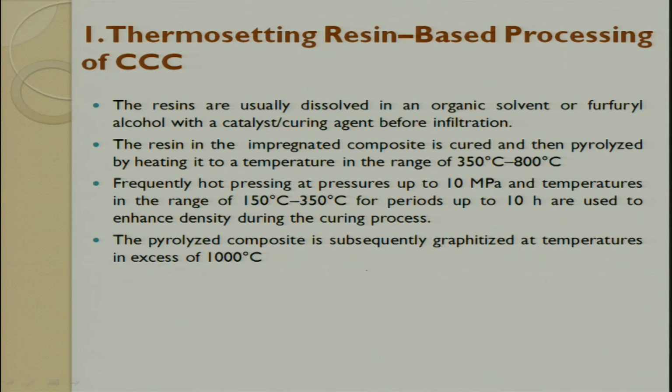The thermoset resin based process for carbon-carbon composite. The resin is usually dissolved in an organic solvent with a catalyst or a curing agent before infiltration. The resin in the impregnated composite is cured and then pyrolyzed by heating it to a temperature of 350 to 800 degrees Celsius. Frequently, hot pressing at high pressures up to 10 megapascals and temperatures from 150 to 350 degrees Celsius for a period of 10 hours is done to get intense density in the curing process. Then the final pyrolysis of the composite is subsequently graphitized at 1000 degrees Celsius. We get a CC composite.